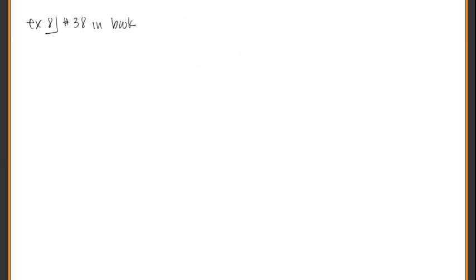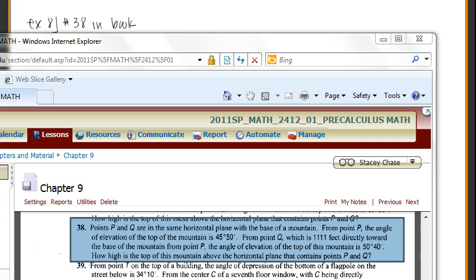Let's go to our last problem, number 38 in the book. Here we have points P and Q in the same horizontal plane with the base of a mountain. From P, the angle of elevation of the top of the mountain is 45 50. From Q, which is a lot closer to the base of the mountain than P, the angle of elevation is 50 40. How high is the top of the mountain above the horizontal plane that contains points P and Q?